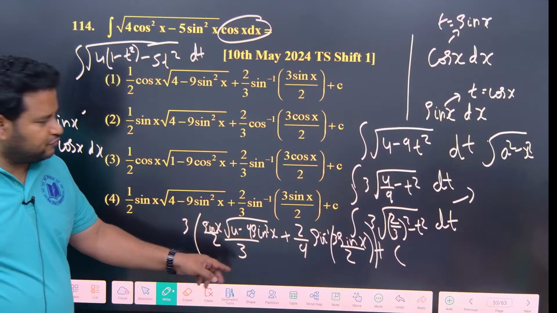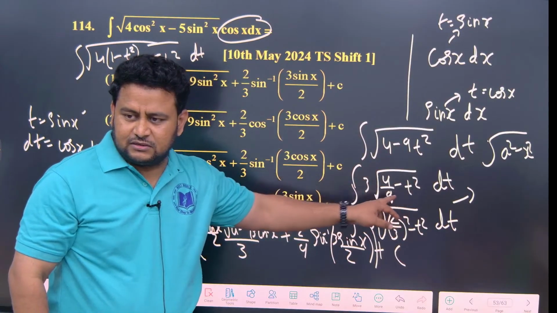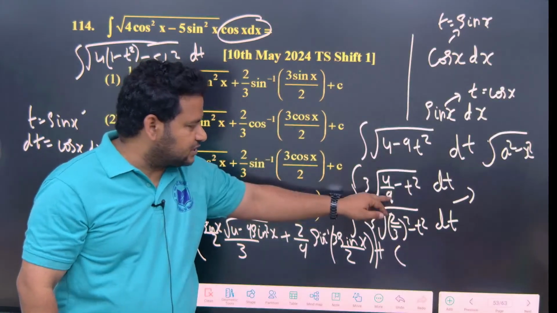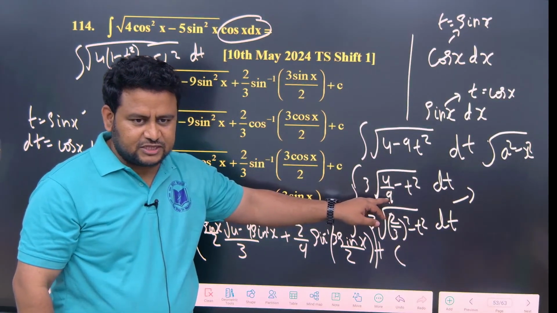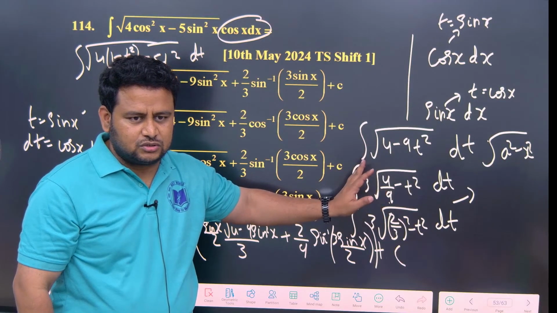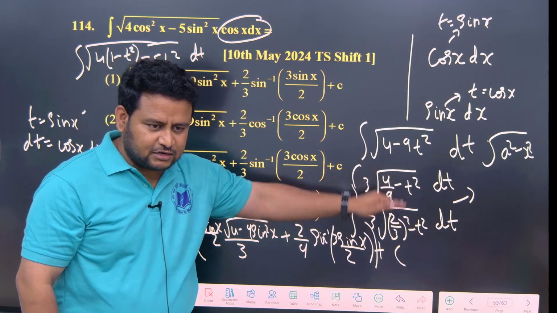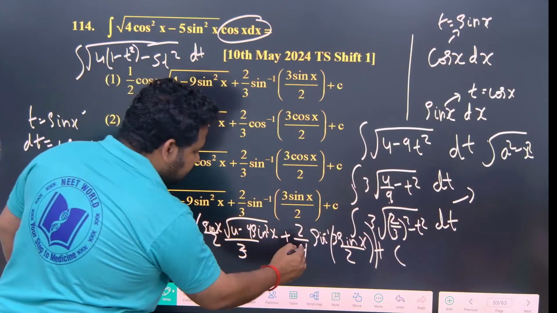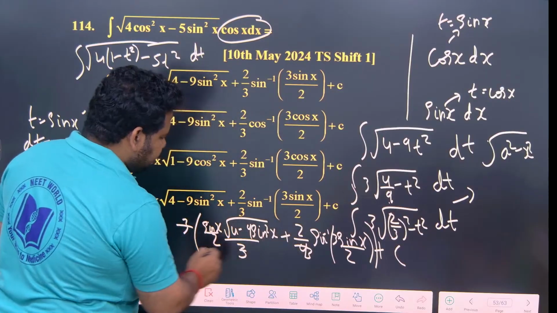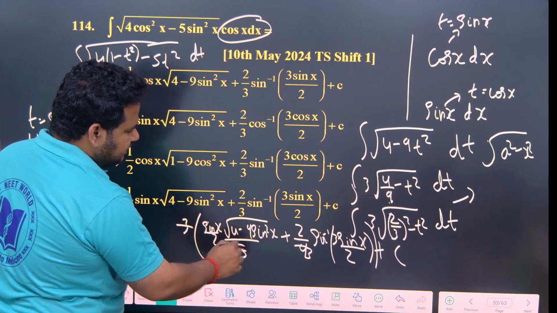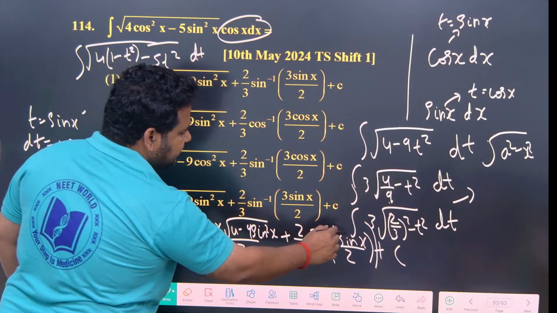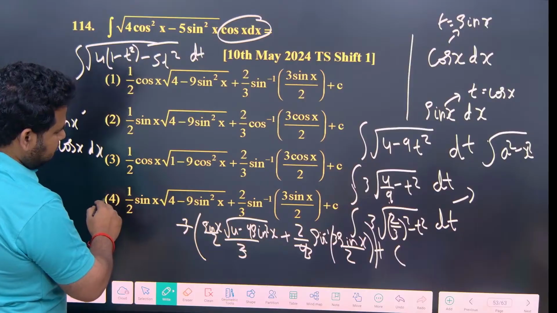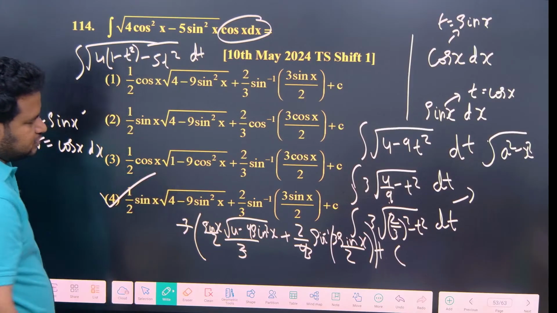Understood why? See here, 4 by 9 minus t square becomes 4 minus 9 t square by 9. You have to write the same thing. 9 will be there, and if you bring it out of the square root, it will become 3. So 3 and 3 will cancel here, and here if I bring 3, a is 2 by 3. So the answer is sin x by 2 into square root of 4 minus 9 sin square x plus 2 by 3 sin inverse of 3 sin x by 2. Which option? Fourth option is correct.